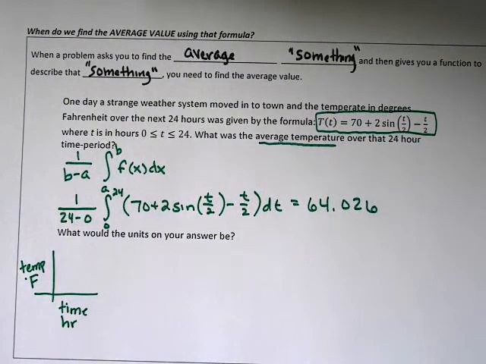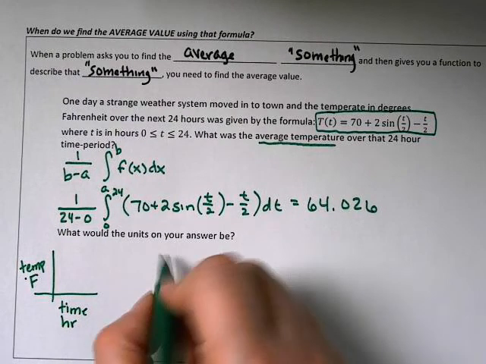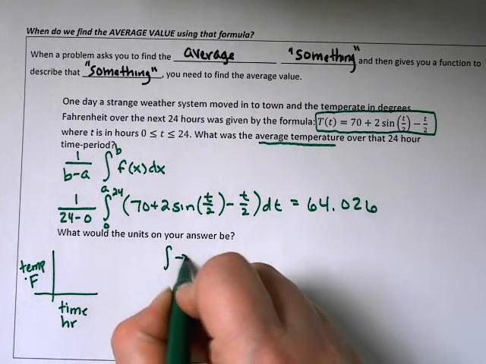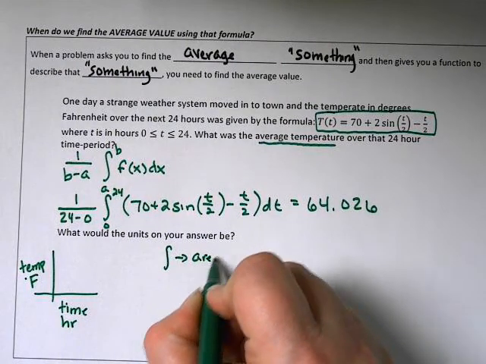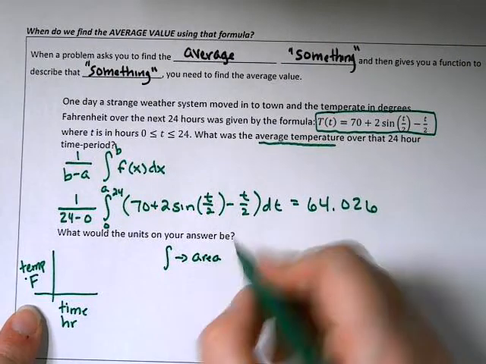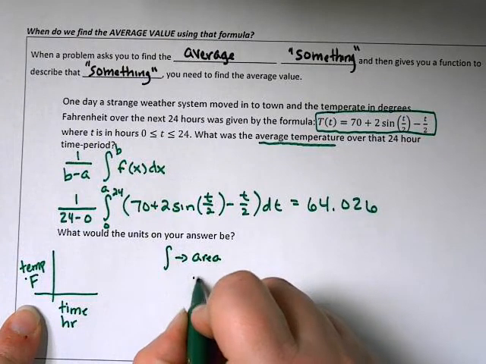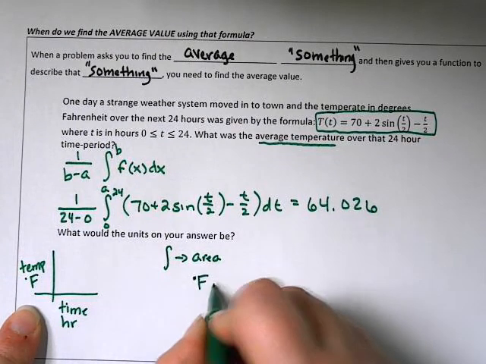So let's think about our average value formula. Sorry about that. We know that when we do an integral, we're talking about the area, which means when we did the integral, we did degrees Fahrenheit times hours.